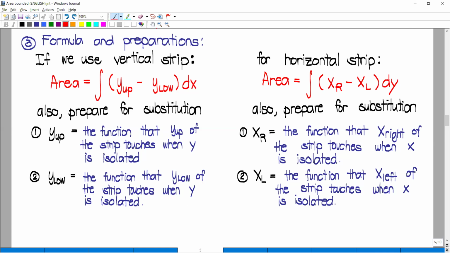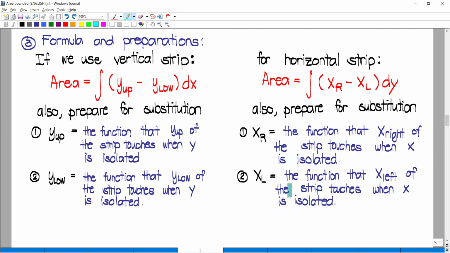Let us also discuss in case we will be using the horizontal strip. We saw that we need the x right and the x left, the xR and the xL. The xR, if you know the pattern based on y up and y low, is easier to understand. On what function is the x right touching? And if you know the equation of that line, we must isolate the variable x of that equation. So that is the x right.